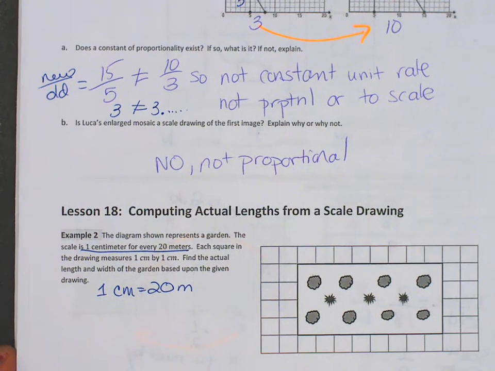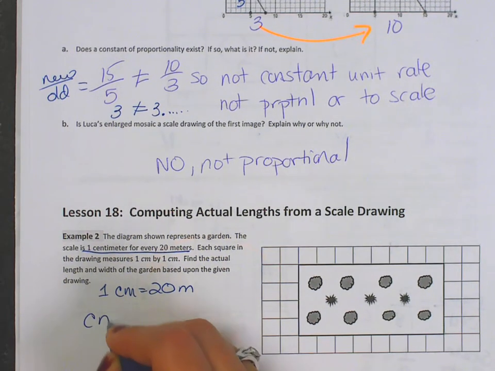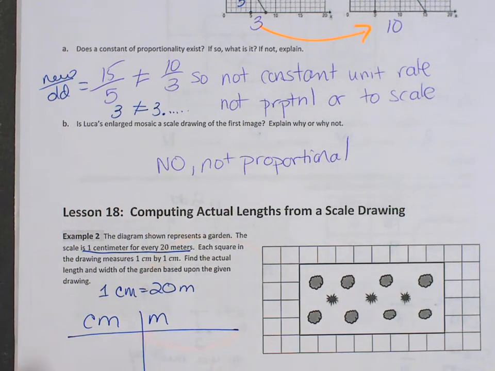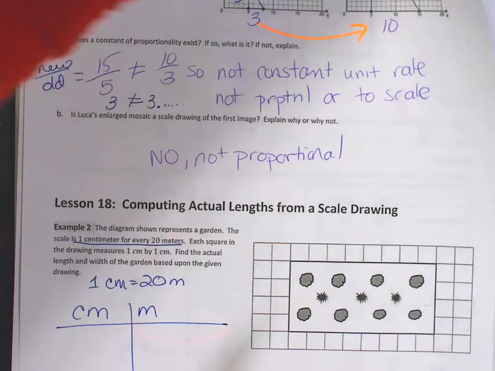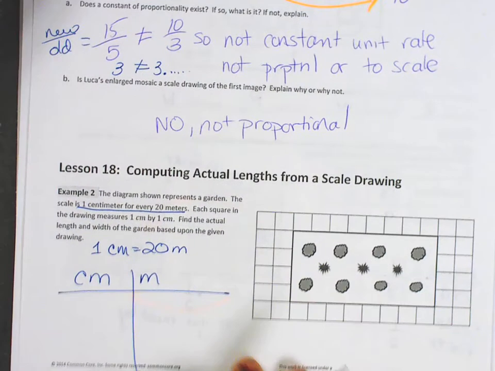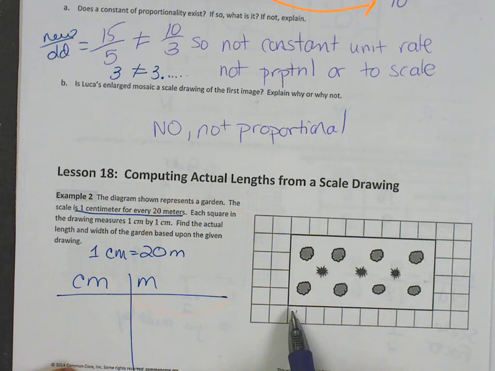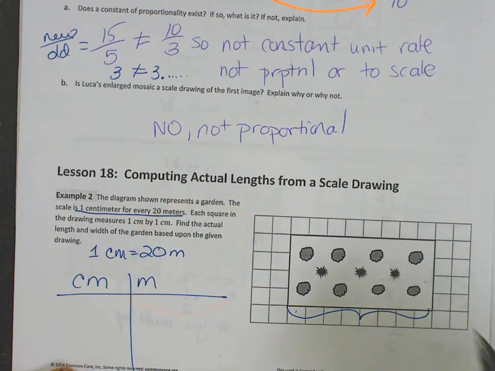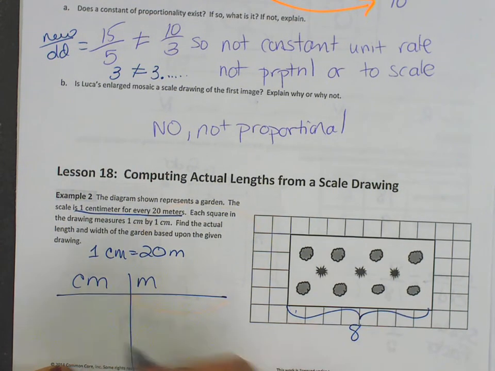I think a lot of you are going to like showing your work in the form of a table. So in their last few assignments, some of you did work like that. It just wasn't quite so organized. So stay organized, label the table. You gotta label the table. So if every edge of the square is 1 centimeter, how long is the edge of this garden in centimeters? Count it up, and you get 8.